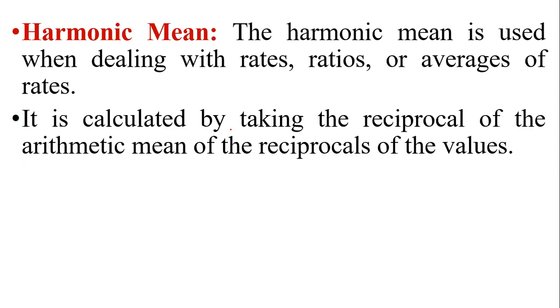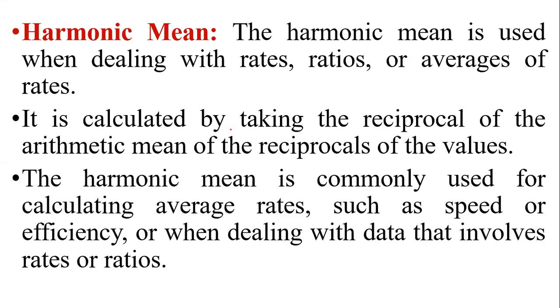It is calculated by taking the reciprocal of the arithmetic mean of the reciprocals of the values. The harmonic mean is commonly used when calculating average rates, such as speed or efficiency, or when dealing with data involving rates or ratios.